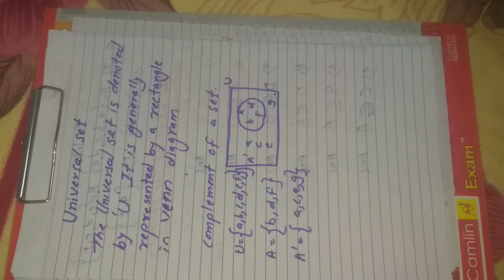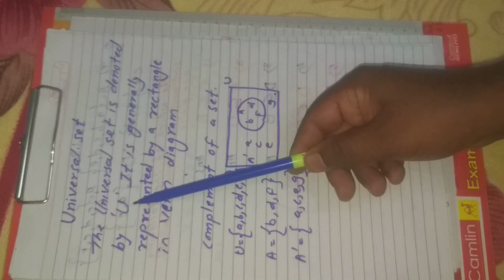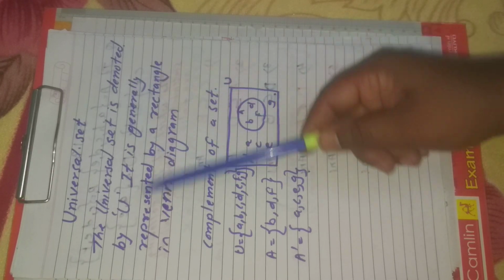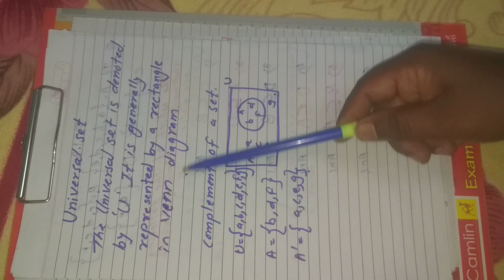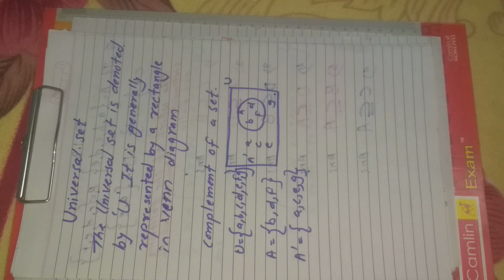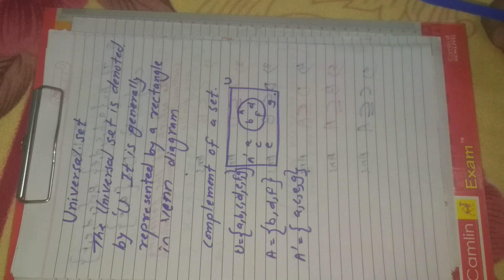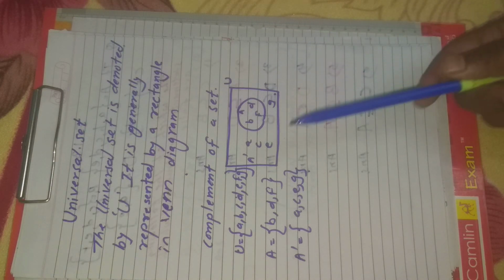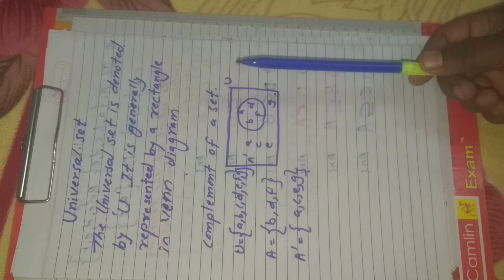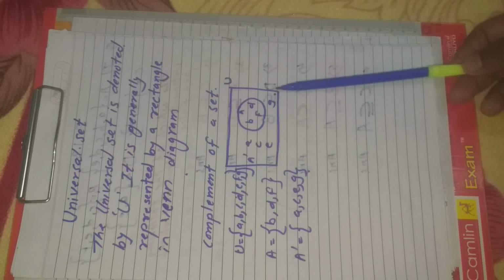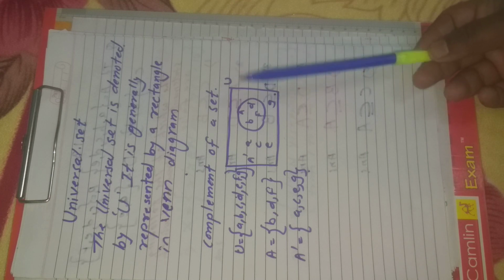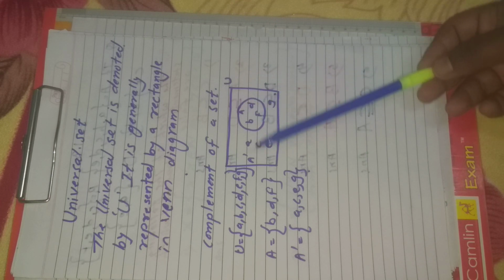Dear students, universal set means what? The universal set is denoted by the English letter U. It is generally represented by a rectangle in Venn diagrams, as I explained earlier. The universal set is the biggest set among all sets. For example, this rectangle is used for the universal set, and in it two sets are there, A and A dash.